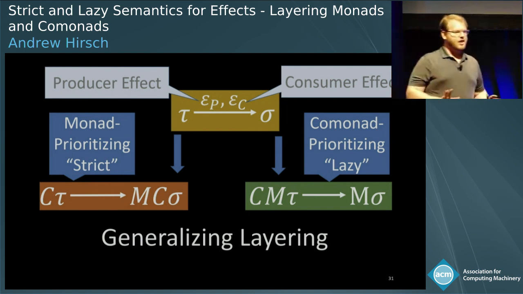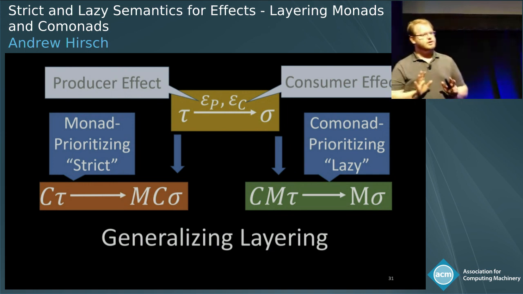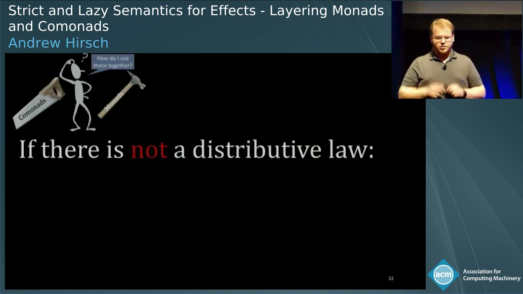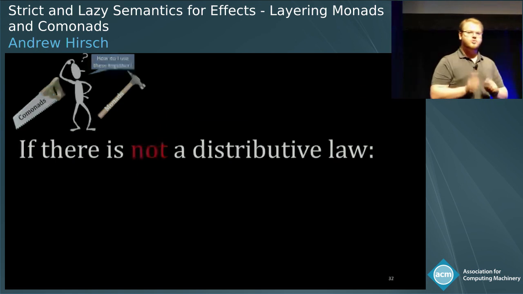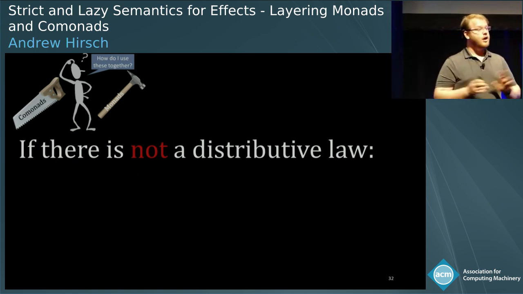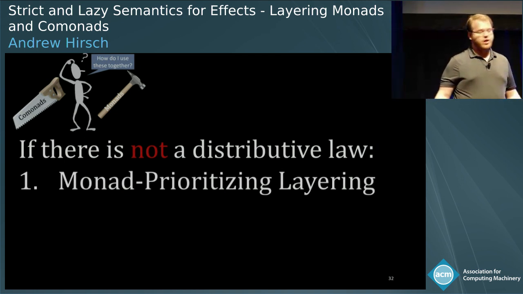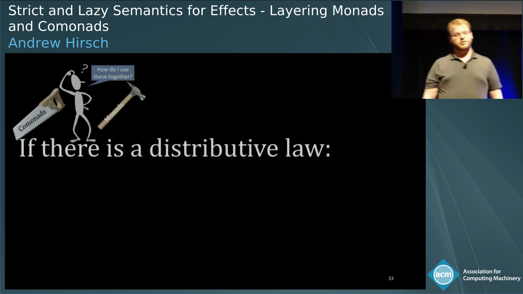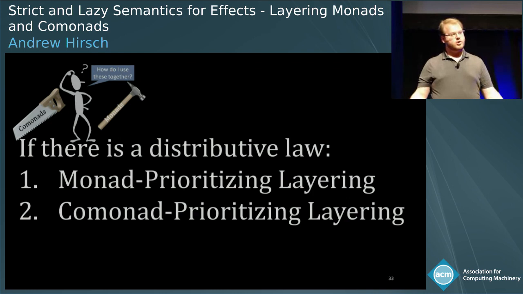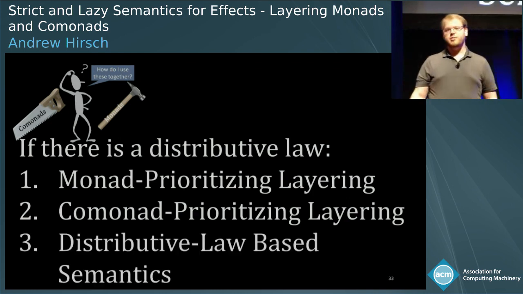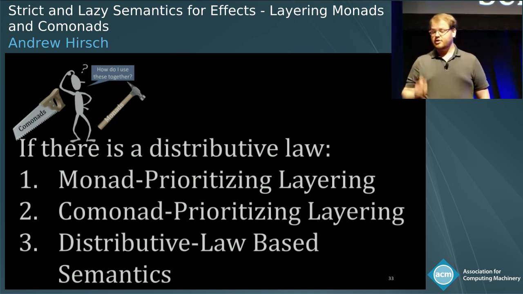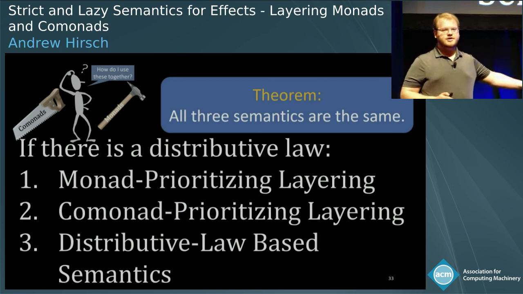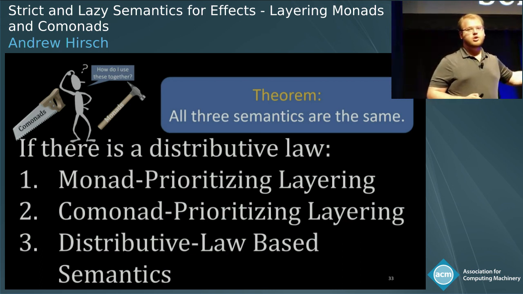But it's worth noting that with arbitrary monads and comonads, all sorts of crazy behavior can occur. It might not look like strict and lazy from the outside. So in this case, where you have an arbitrary monad and arbitrary comonad, you might or might not have a distributive law. And if you don't, you have two choices. You can use the monad prioritizing layering or the comonad prioritizing layering, which is a choice between strictness and laziness in some sense for your effects. On the other hand, there might be a distributive law. And if there is, you can choose the monad or comonad prioritizing layerings, but you can also use the distributive law-based semantics that everybody saw earlier. Luckily, we have a theorem about how these connect, and that's that they're all the same. But notably, this only works when there's a distributive law.